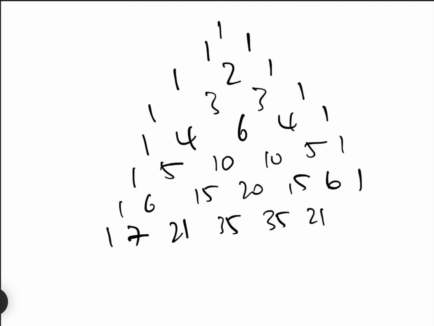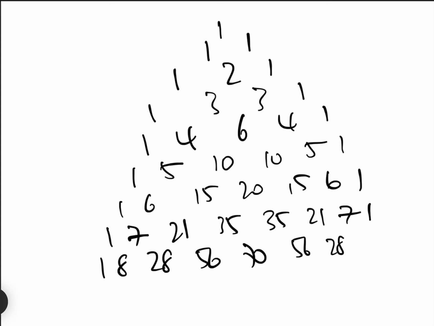Some people won't think this is cool, but I do, and I think a few GREST Academy subscribers might also think it's cool. So let's just do this last one here. 56 70 56 28 8 and 1. Okay, so this one here is n equals 8, this is n equals 7, and so on, all the way down to here, which is n equals 1.